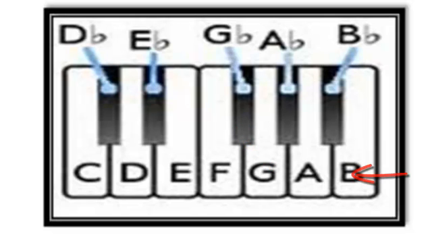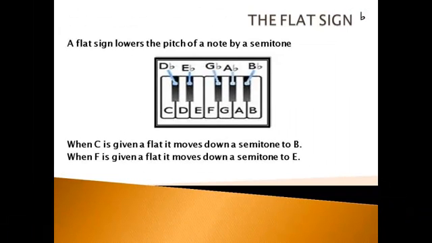When you lower C to C flat, you would play B. When you lower F to F flat, you would play E. Notice how the black keys have two names. It depends on if you're going to call it a sharp or a flat. For example, C sharp is the same as D flat. D sharp and E flat are the same note.